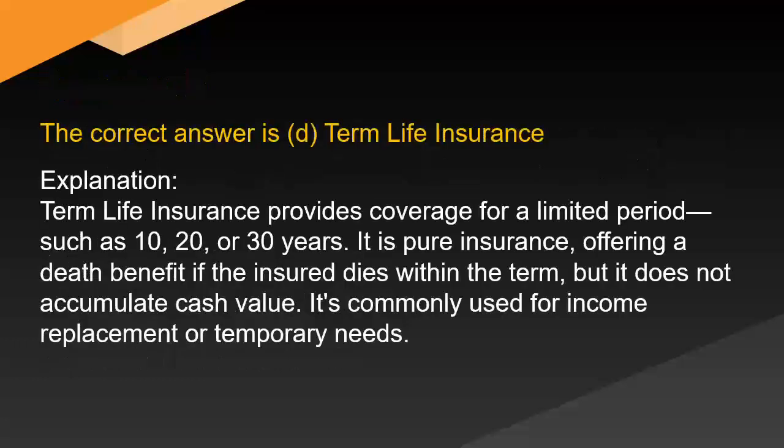The correct answer is D. Term life insurance. Explanation. Term life insurance provides coverage for a limited period, such as 10, 20, or 30 years. It is pure insurance offering death benefit if the insured dies within the term, but it does not accumulate cash value. It's commonly used for income replacement or temporary needs.